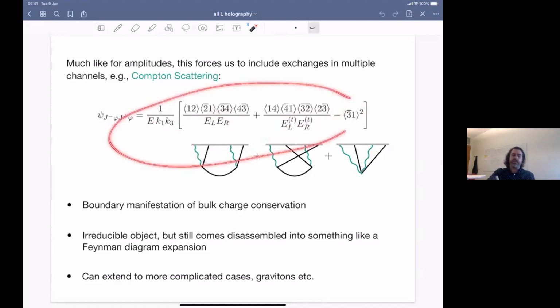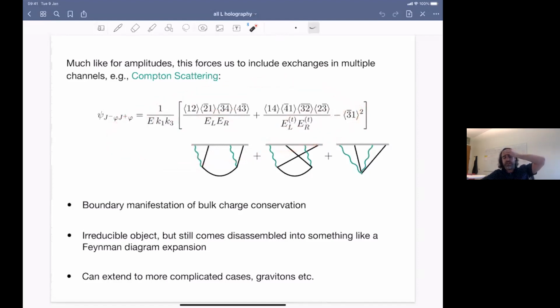For the experts, here's a slightly dissatisfying feature of this object: it still comes disassembled into something that looks like a Feynman diagram expansion. And so you might dream that there's some way of writing this object that looks nothing like perturbation theory, that it's really some irreducible thing that you can't split up. But that at this point is still slightly a dream.